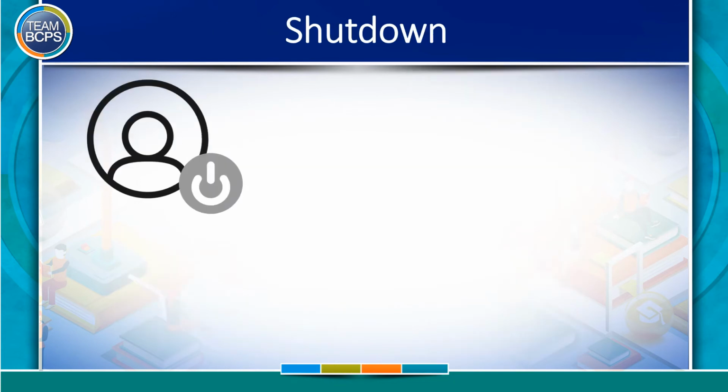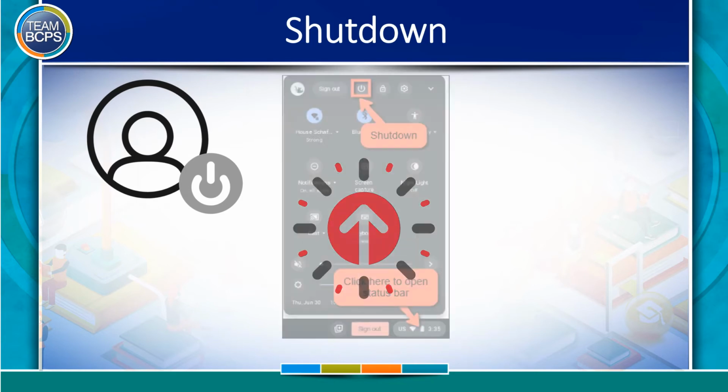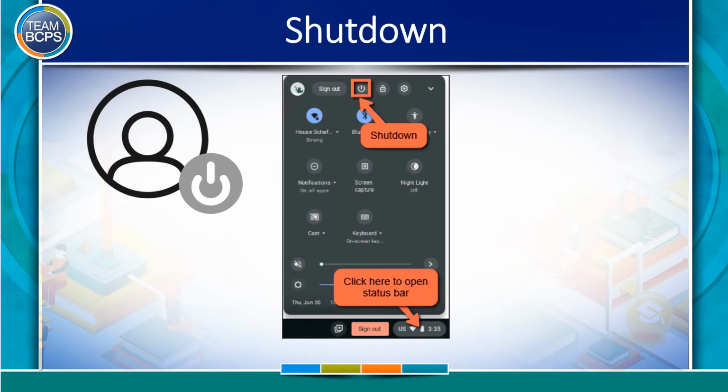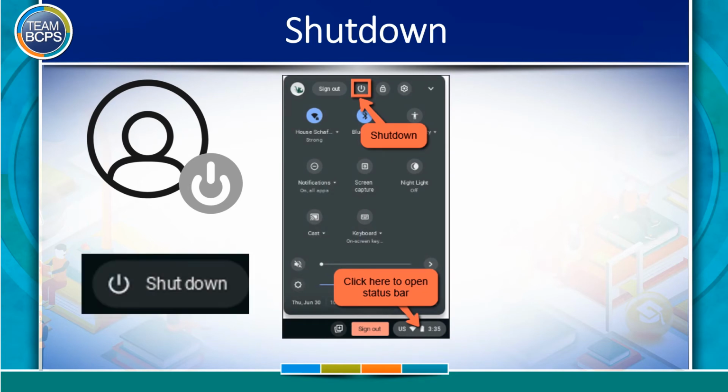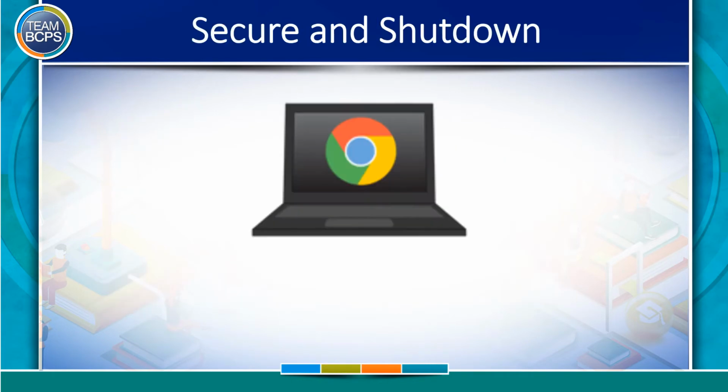Once you are finished using your Chromebook for the day, it is important to shut down. Shutting down your Chromebook each day allows important updates to install so your Chromebook runs properly. You can shut down your Chromebook by going to the status bar and clicking Shutdown or clicking the Shutdown button on the login screen. You should never just use the power button to turn off your computer.